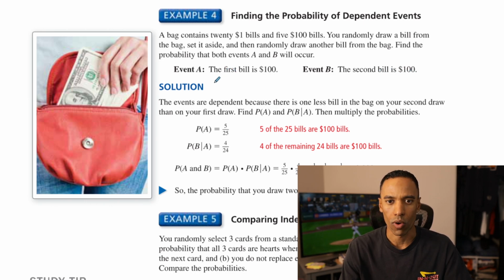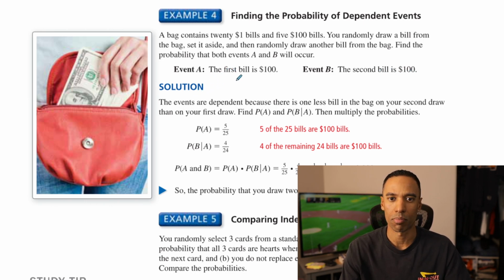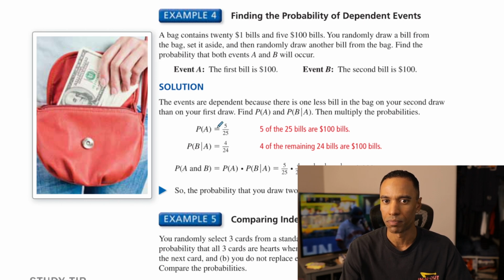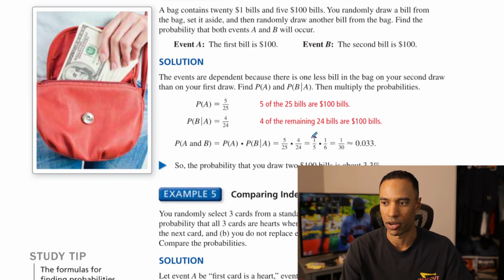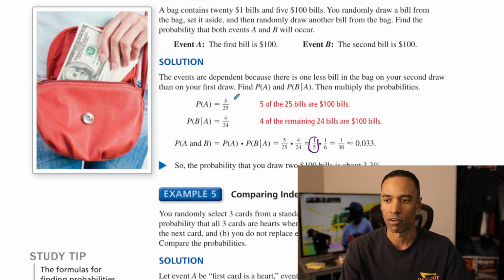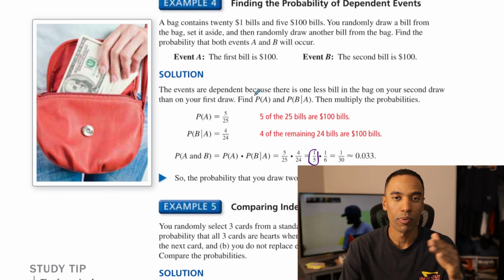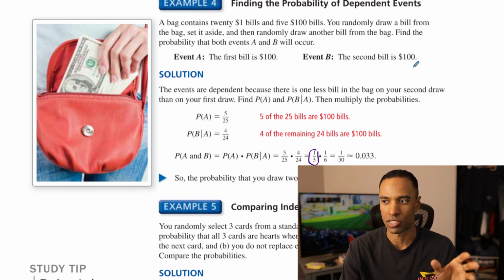So remember, we first look at the probability that you draw a $100 bill. There are 5 $100 bills out of 25 bills total. 5 out of 25 is 1/5. Looks like they reduced it right here. So there's the 1/5 because there are 5 of them. Now we're going to multiply that by the probability of getting a second bill that's $100.